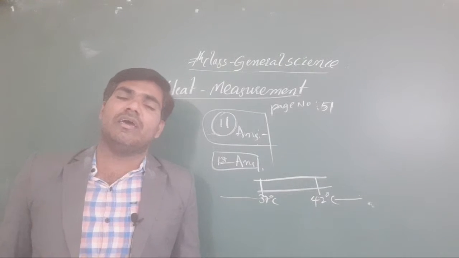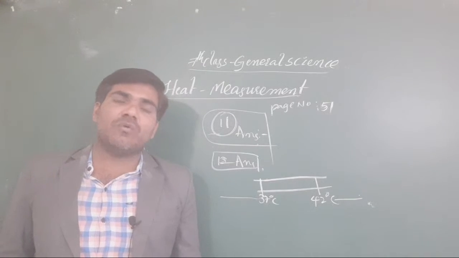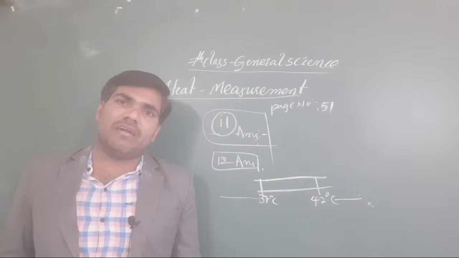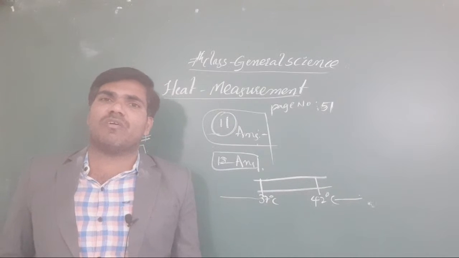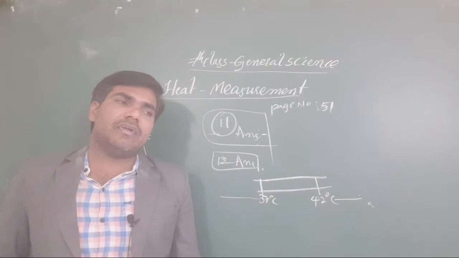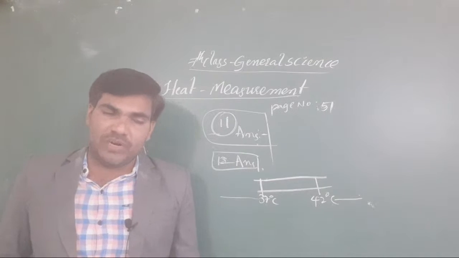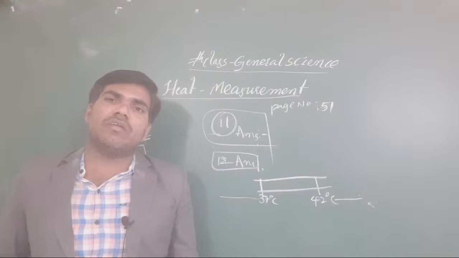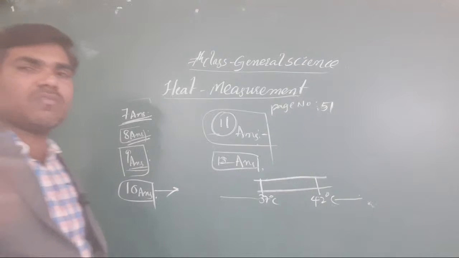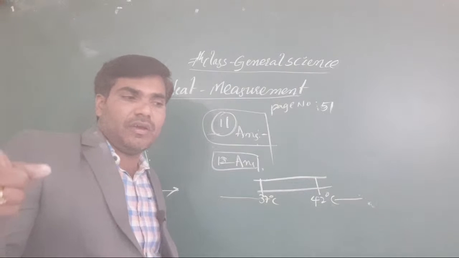Listen carefully. Our clinical thermometer contains only a fixed measurement scale, and a very small range of measurement scale only. What does it contain actually? 35 degrees centigrade to 42 degrees centigrade only. Just 7 degrees of variation is there.